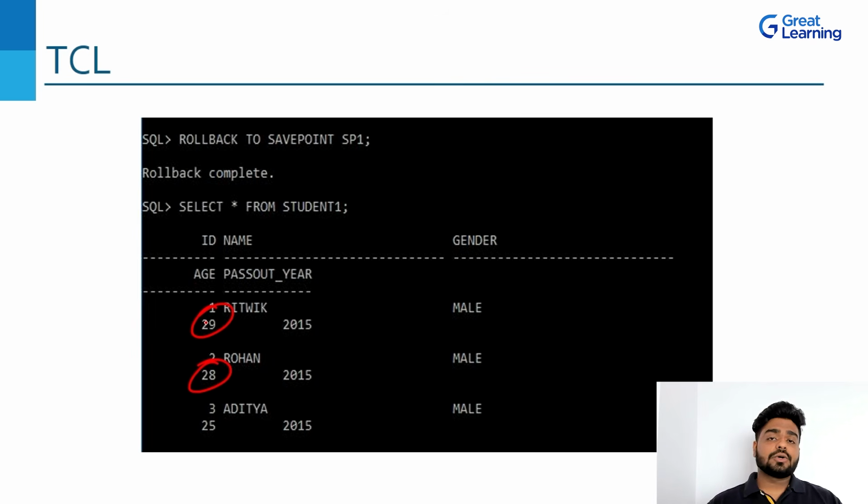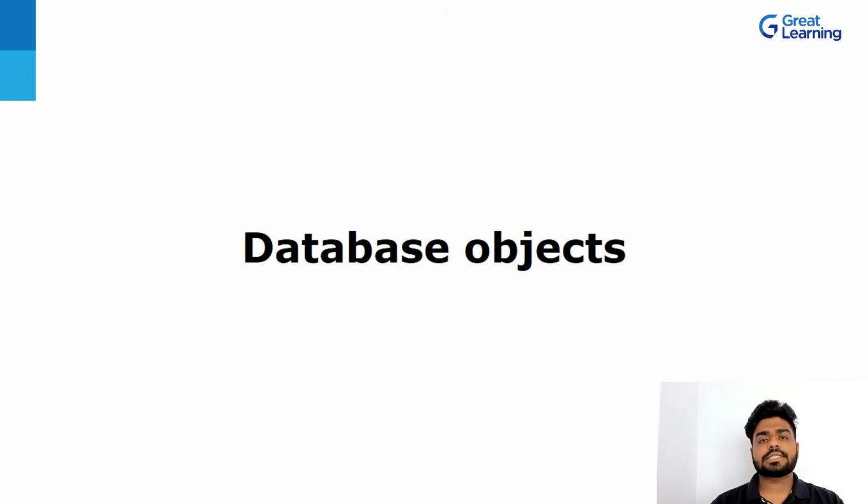Right? So those were all the SQL commands, which are DDL, DCL, DML and TCL. I hope you have easily understood what these things are. So now we are in our last topic, which is database objects. Let's understand what these are and why we use them in the SQL language or Oracle database.